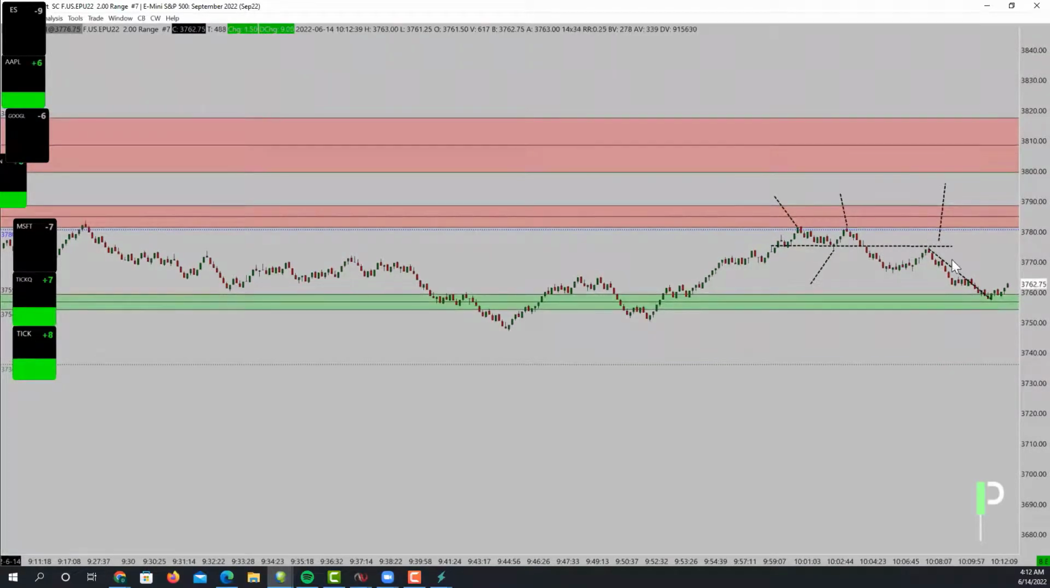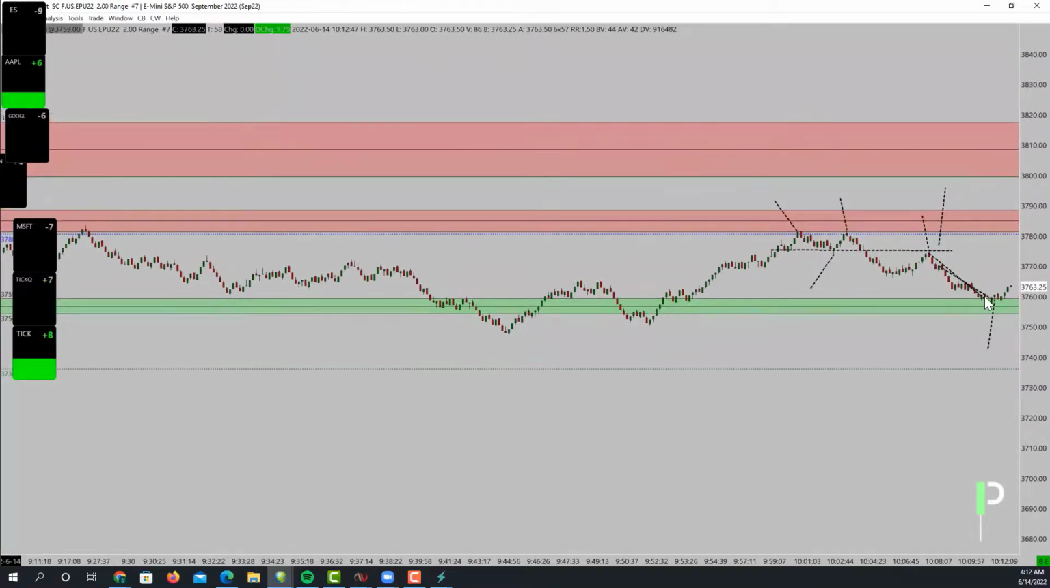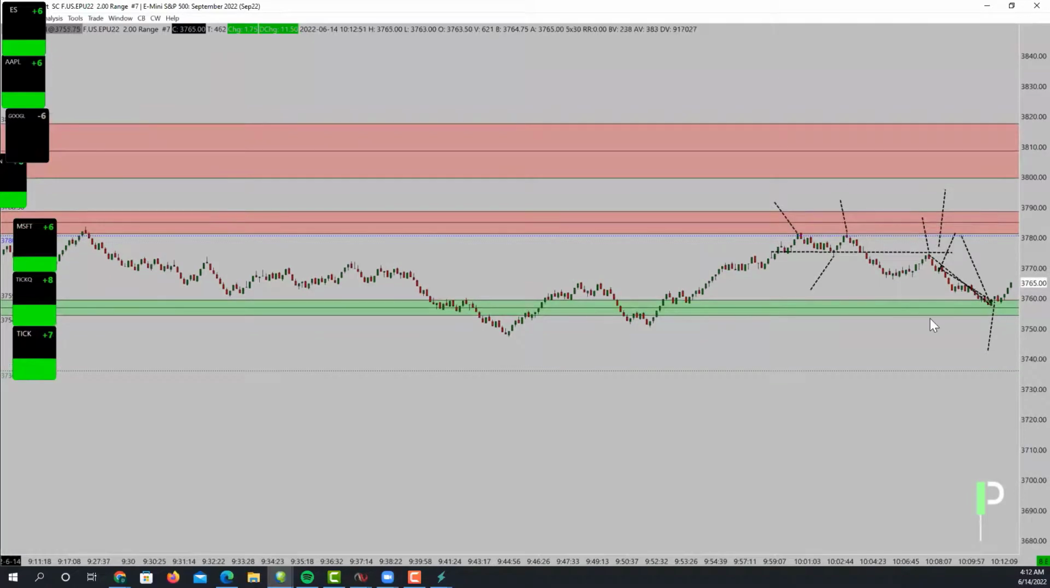So if my idea is to the short side, try to come into this green zone, at least from this pullback here, I might get an opportunity on a micro level. And if not, it'll come back here and get maybe a triple top.